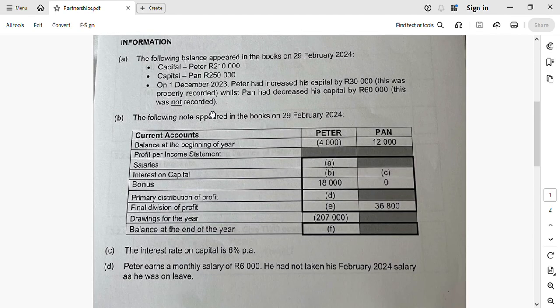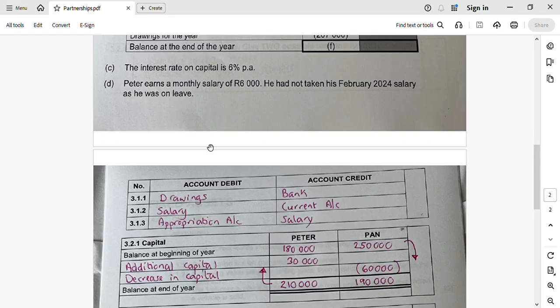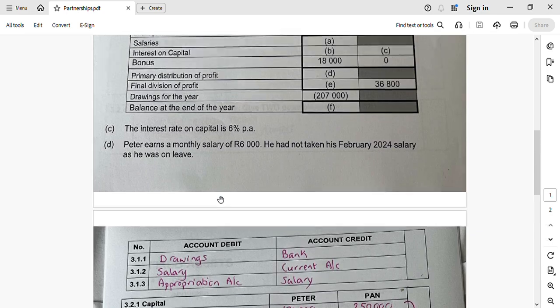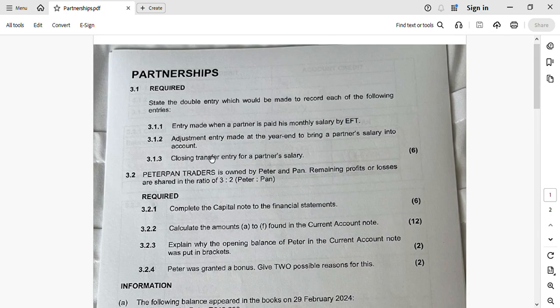Now, because he's taking money, bank is an asset here which is decreasing, so we will credit it, and drawings increases on the debit side. It's negative owner's equity.